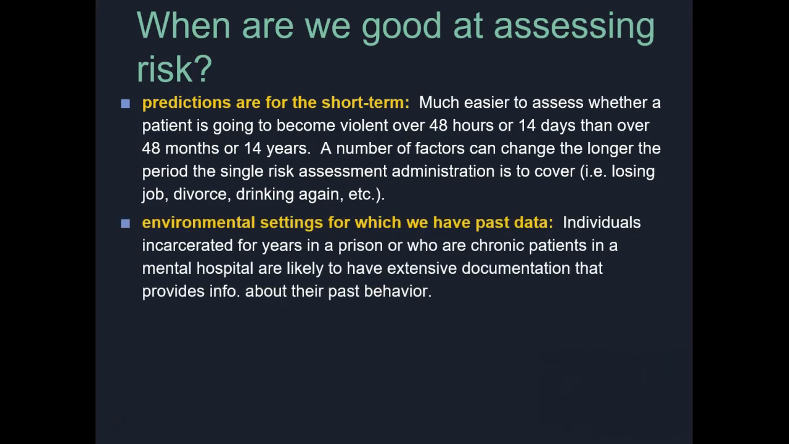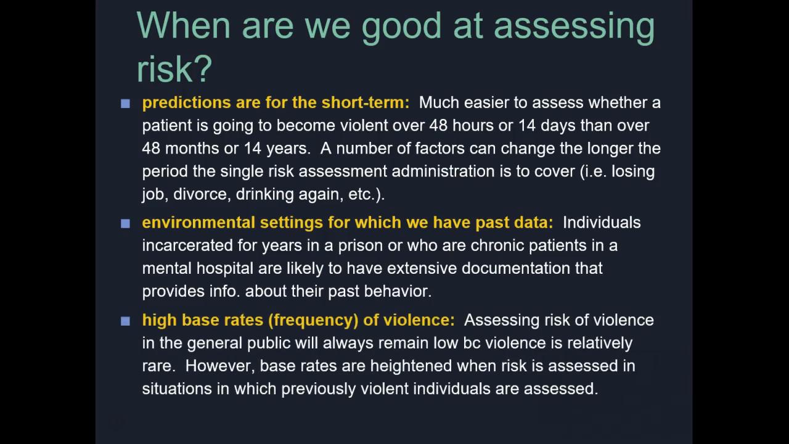Environmental settings for which we have past data: individuals incarcerated for years in a prison, or who are chronic patients in a mental hospital, are likely to have extensive documentation that provides information about their past behavior, which helps us to better assess whether they're going to act out violently again. And then high base rates, the frequency of violence. Assessing risk of violence in the general public will always remain low because violence is relatively rare. However, base rates are heightened when risk is assessed in situations in which previously violent individuals are assessed. So those that we have access to are the ones we can make better assessments about their risk level.